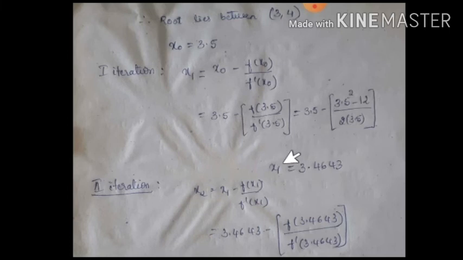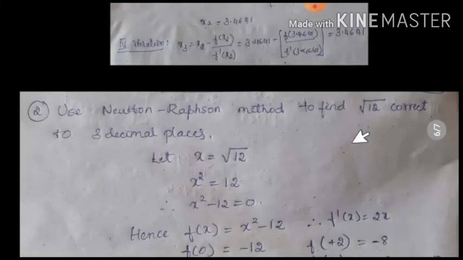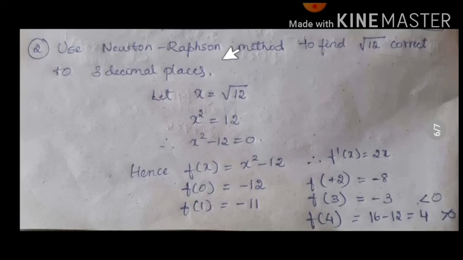Here they also mentioned 3 decimal places. Sorry, I have taken 4 decimal places. You can fix your calculator to 3 decimal places. At that time you get the answer with 3 decimal places.